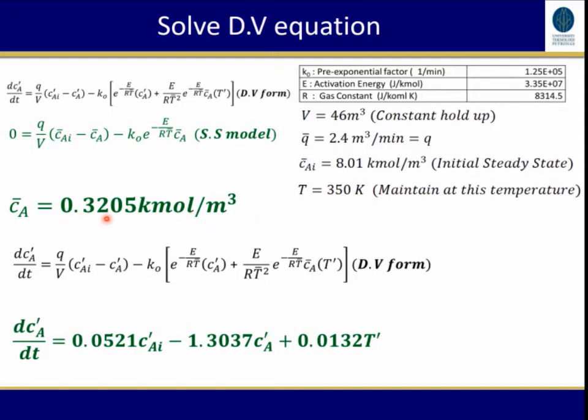And we put it into the dV equation again with all the variables. Now we all have the values already. Substitute in and solve everything, and finally we get this dynamic model equation.